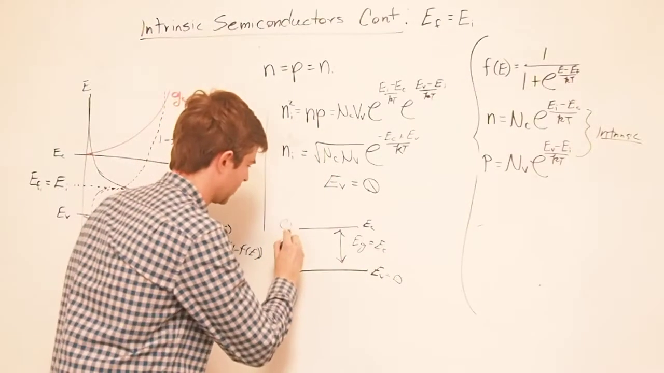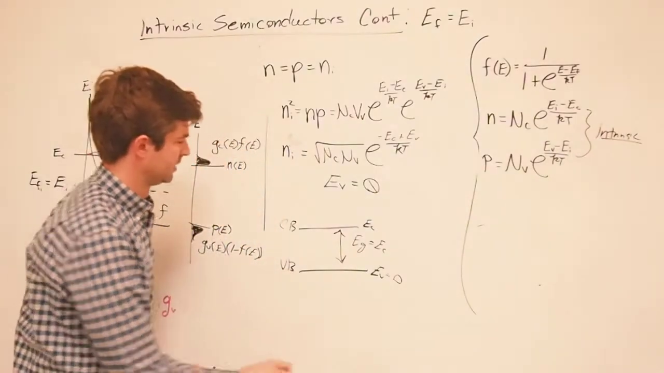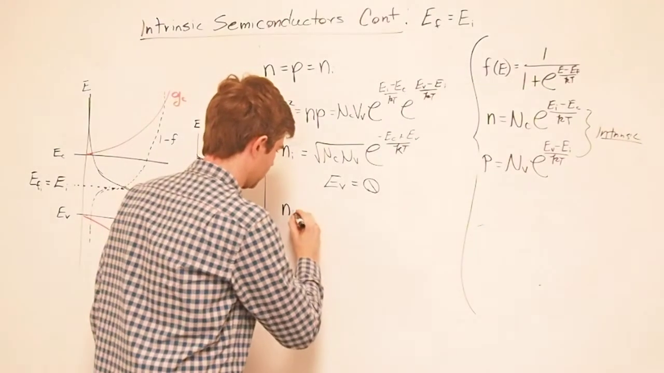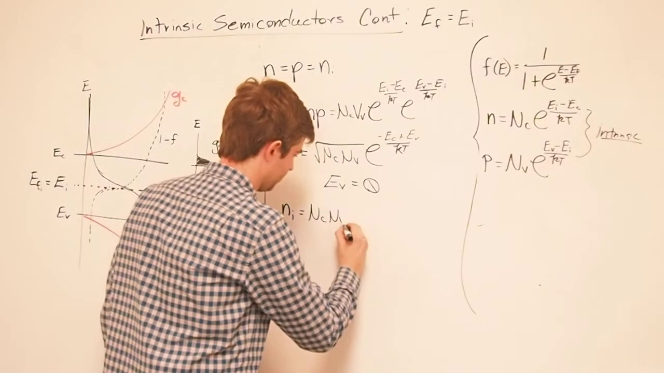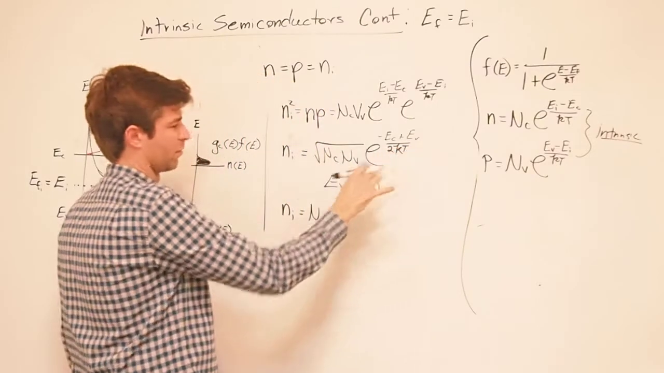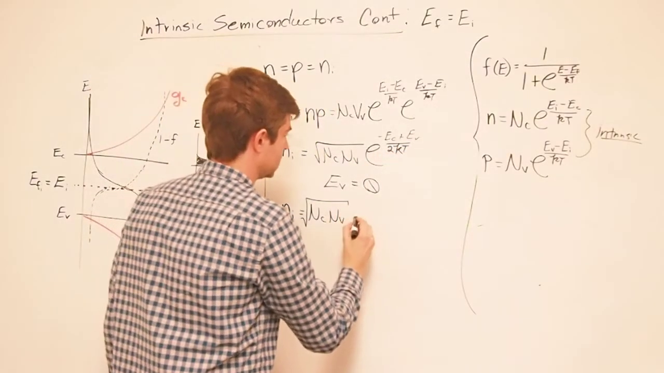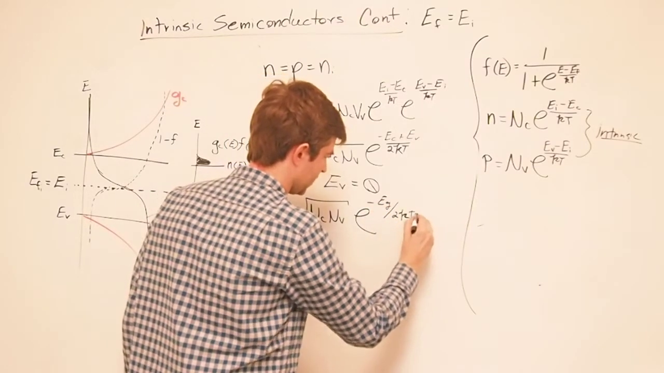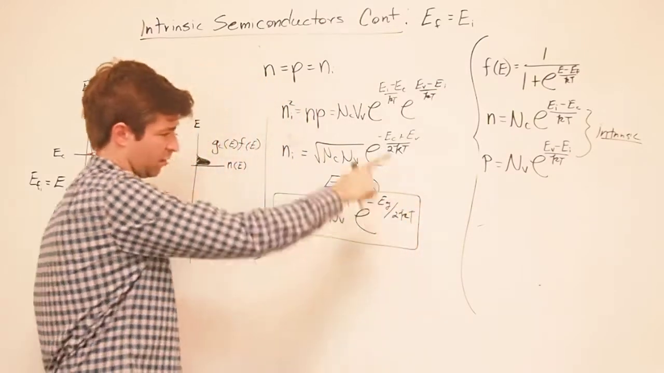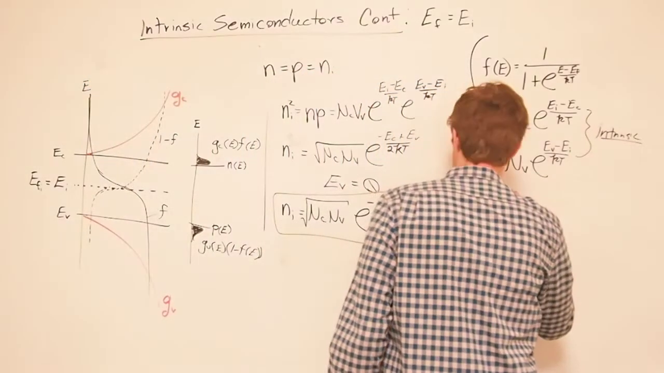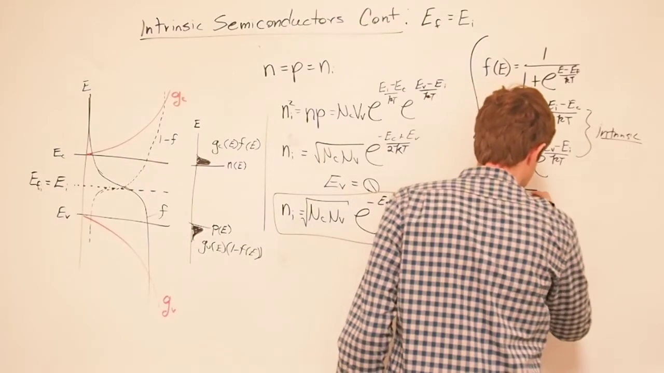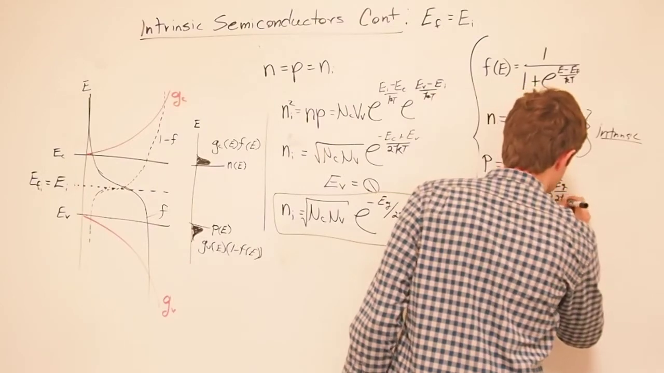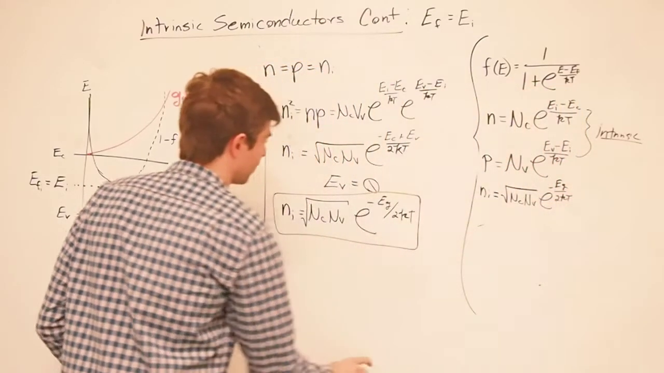This is our conduction band, this is our valence band, right? So if I set EV equal to 0, then what I have here is NI is equal to NC NV. Oops, I forgot to put a 2 here because I square root both sides. Very important. NI equals the square root of NC NV, E to the negative EG over 2KT. Another very important equation, so I'm going to rewrite this over here. NI equals the square root of NC NV E to the negative EG over 2KT.